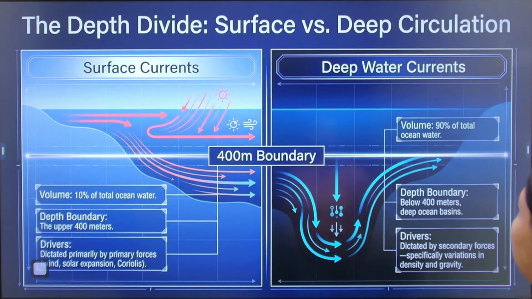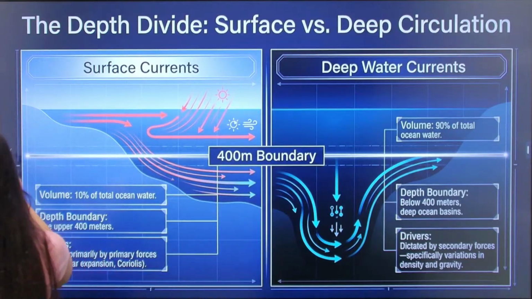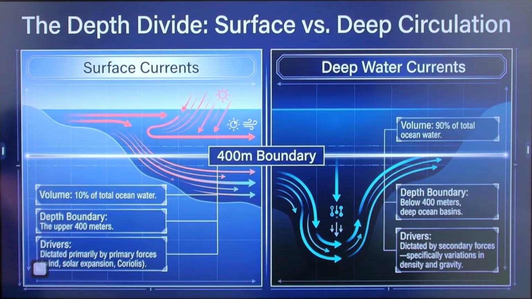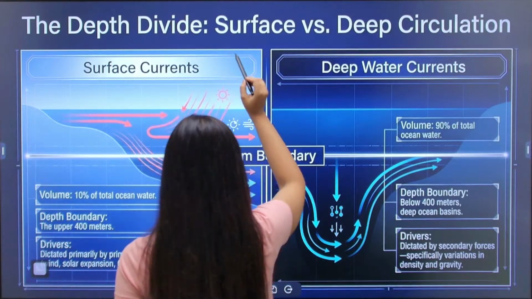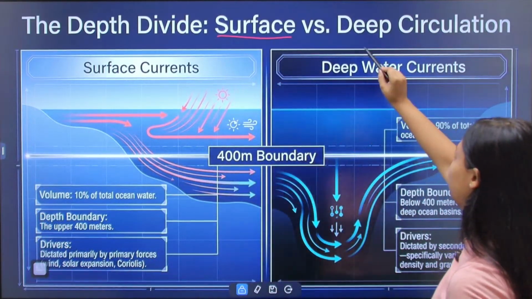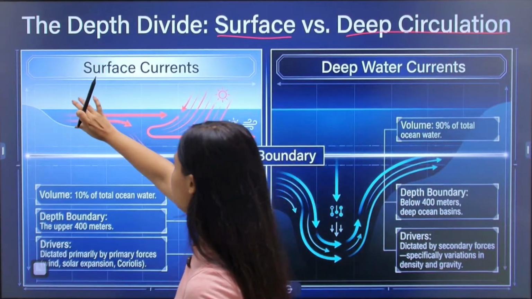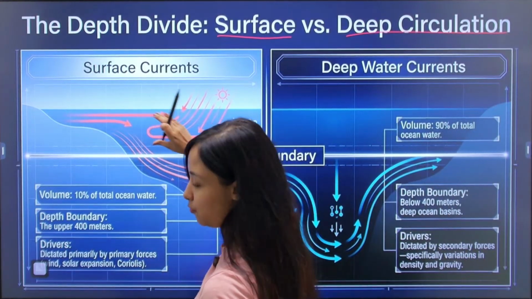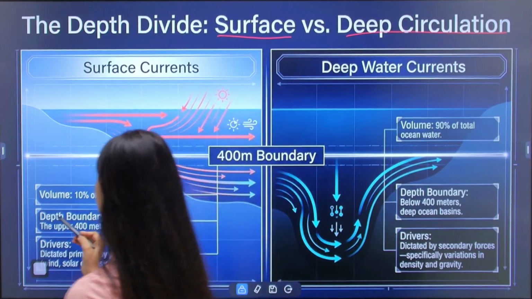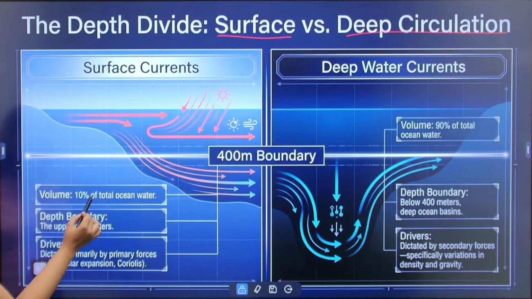The depth divide. Ocean currents again are of two types based on where along the ocean they are located. They might be located on the surface, or deep within. If those ocean currents are just flowing along the surface, then what happens?